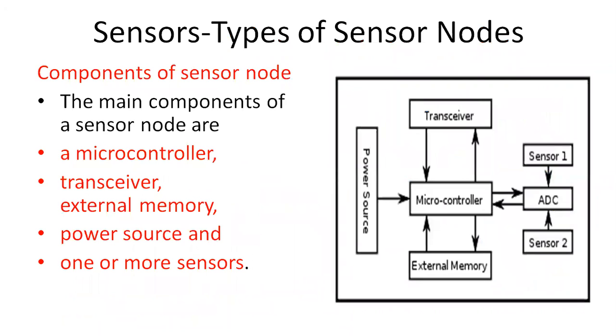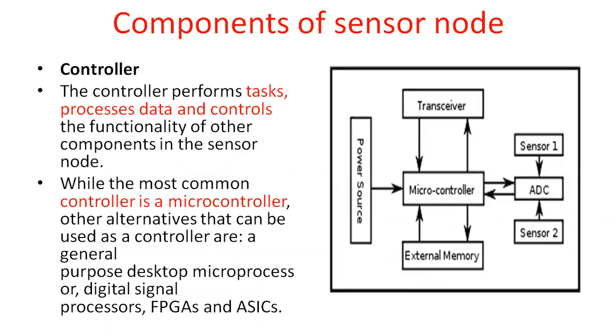Here are the components of a sensor node. What are the different components of the sensor node? We already discussed those components: microcontroller, transceiver, external memory, power source, and one or more sensors. Coming to the controller, what is special about it? The controller performs tasks, processes data, and controls the functionality of other components in a sensor node.